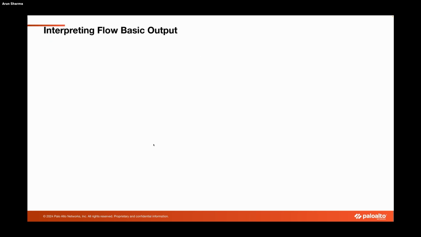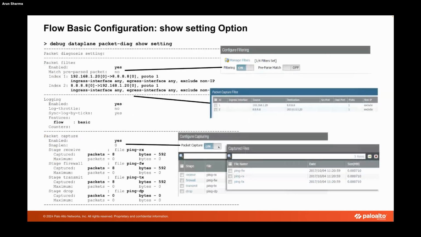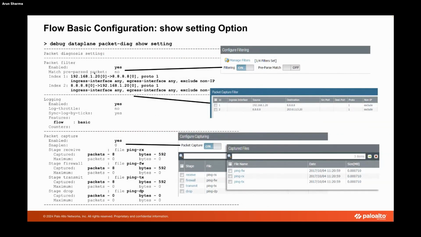Okay, interpreting flow basic output. So let me just show you the settings. It's just a GUI and CLI comparison here. So the filter will look like this. Enable yes, so this on is equivalent to it. Pre-pass is off, sorry about that, set to no. So it's off. This is index 1, index 2. So this is the packet capture filter, ID 1 and 2. So it's a comparison of how things will look in CLI compared to GUI.